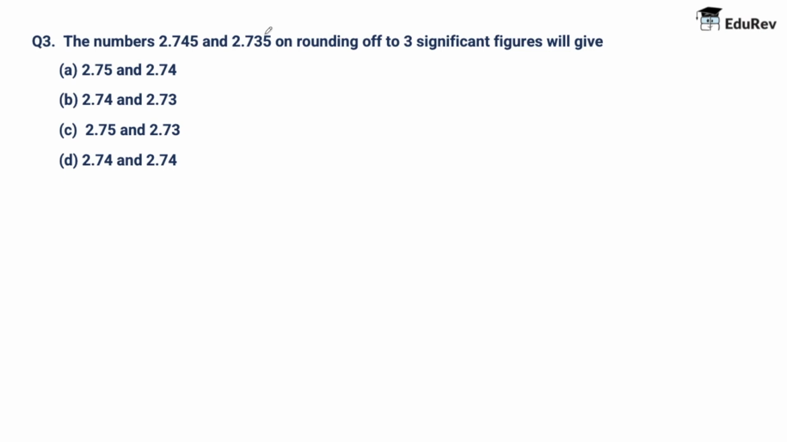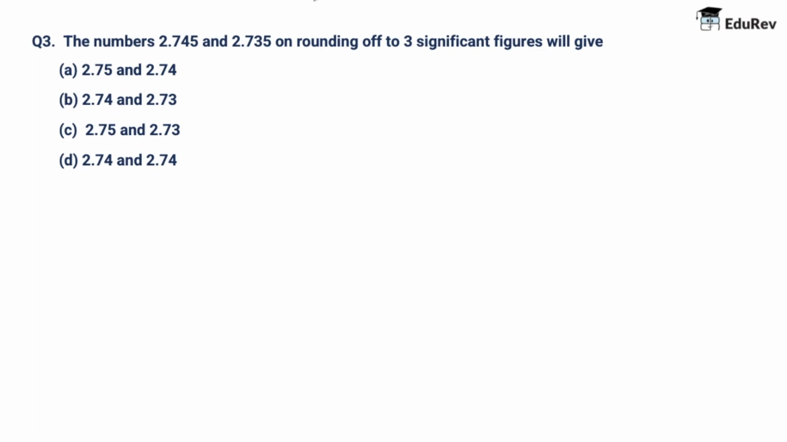So question number 3 says that the numbers 2.745 and 2.735 on rounding off to 3 significant figures will be what? Now the key concept here is that while rounding off measurements, we use some rules, and that is by convention. And what are these rules?